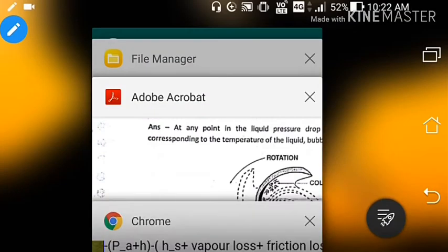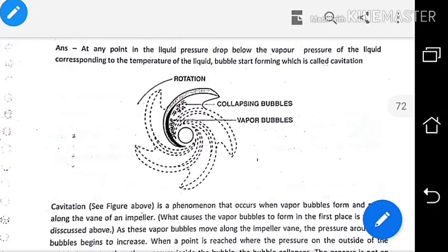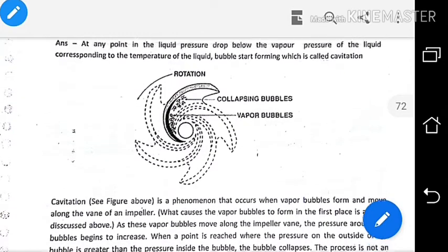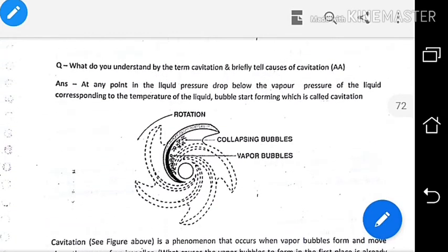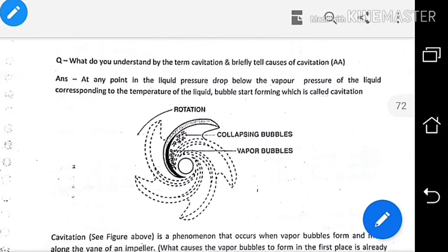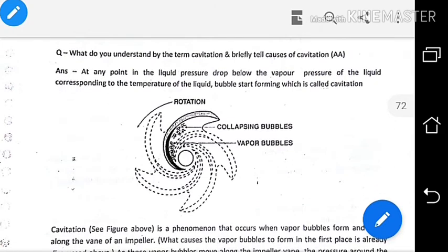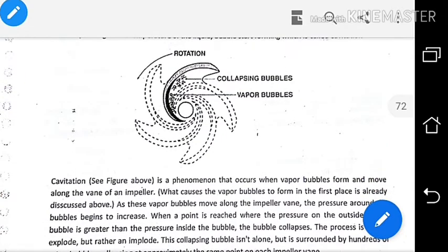Now we will go into the topic. What is cavitation? At any point in a liquid, if the pressure drops below the vapor pressure of the liquid corresponding to the temperature of the liquid, bubbles start forming, which is called cavitation. If at any point in the pump, the pressure of the liquid flowing into the pump drops below the vapor pressure of the liquid corresponding to its temperature, bubbles start forming, which is called cavitation. If the surrounding pressure of the pump becomes more than the pressure of the liquid, then it can cause cavitation.